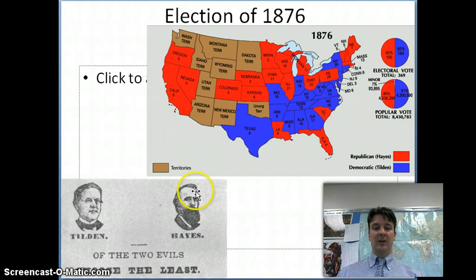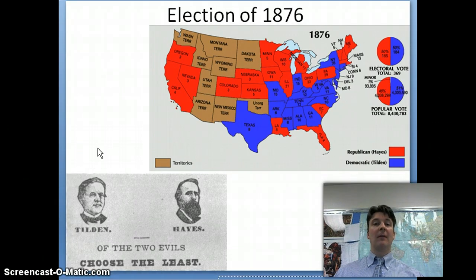The election of 1876. Here we have a different problem. We have basically the candidate who won the popular vote. As you can see, the Republican is Rutherford B. Hayes, and the Democrat is Samuel Tilden. What it comes down to is that this was at the very end of Reconstruction. The South was very frustrated with the North because of Reconstruction. They felt it was unfair. And as a result, the South voted for Tilden.